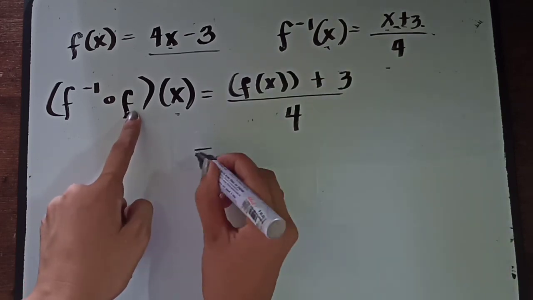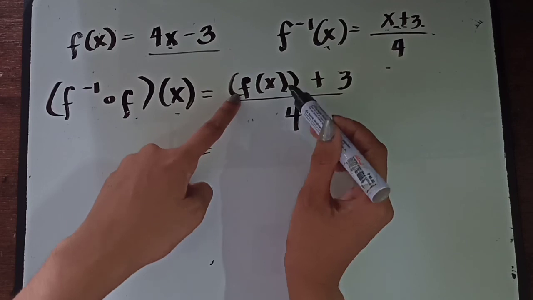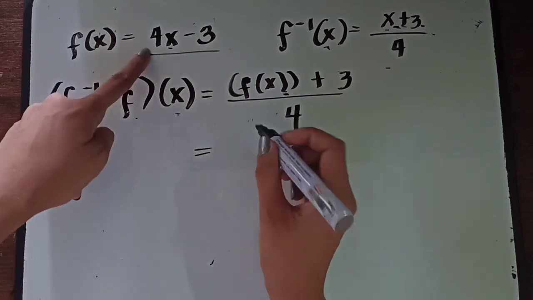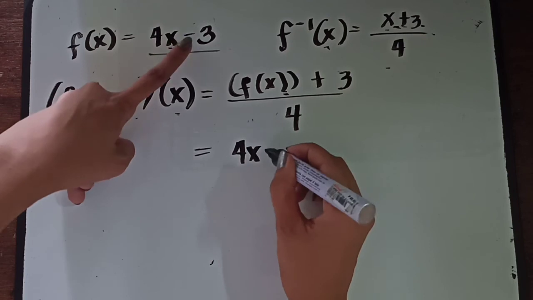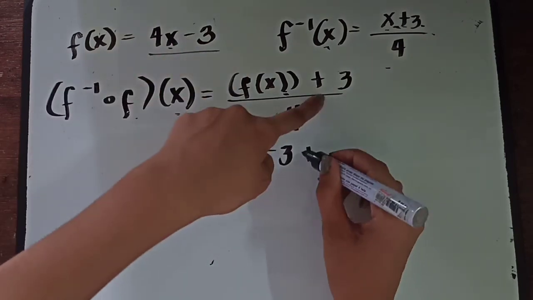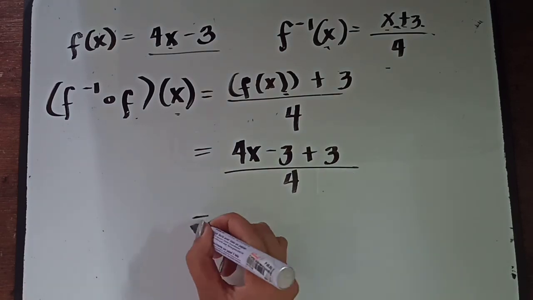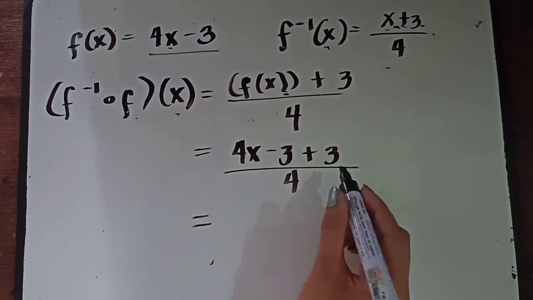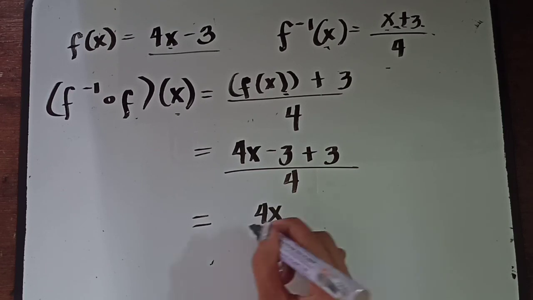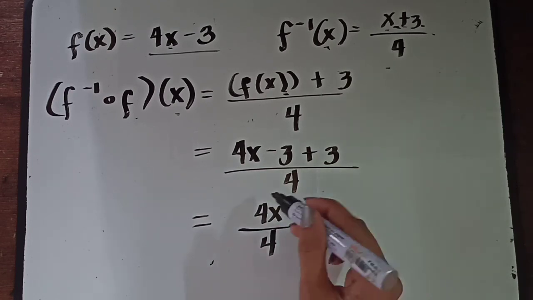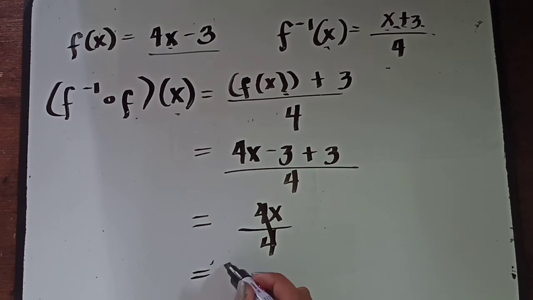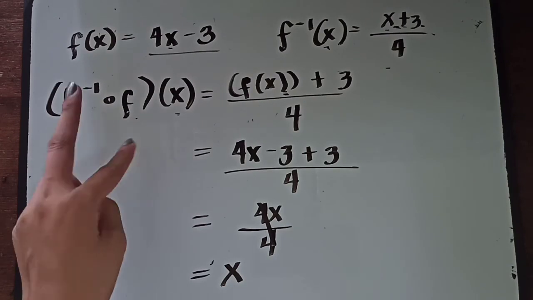Okay, so next, substitute the value of your f of x, and the value of our f of x is equal to 4x minus 3, then plus 3 over 4. And that is equal to 4x minus 3 plus 3 is 4x over 4. And 4x over 4 is equal to x. Okay? So, kung mapapansin nyo, parehas lang na x ang kinalabasan, kahit nagkabaliktad tong dalawang to.